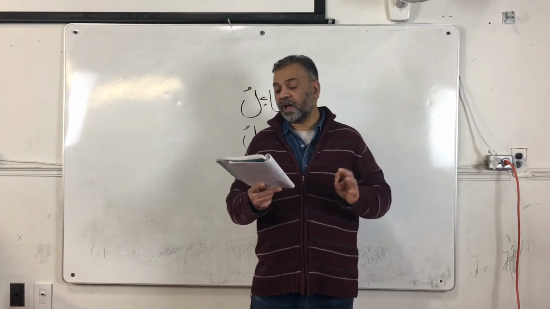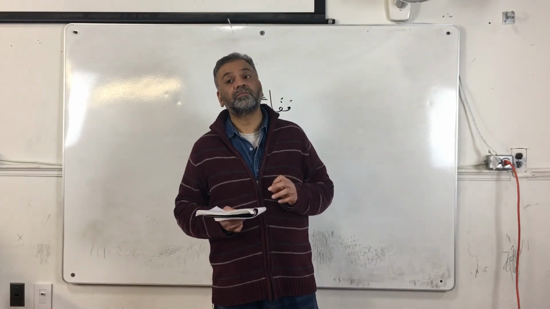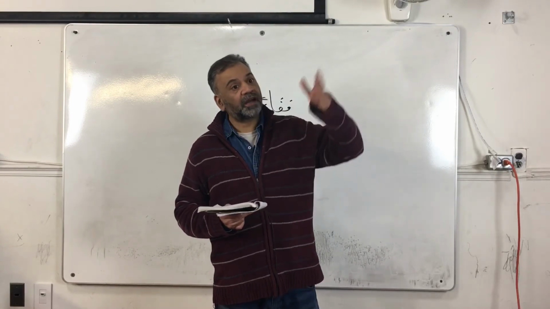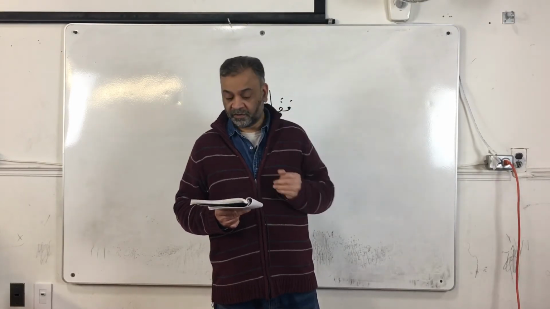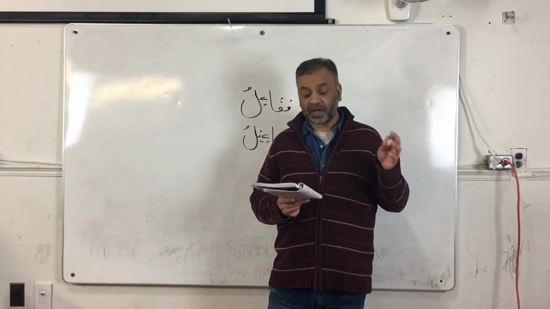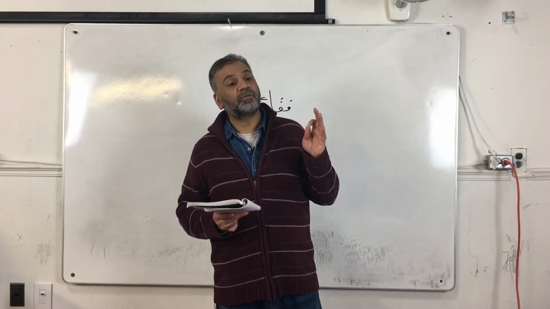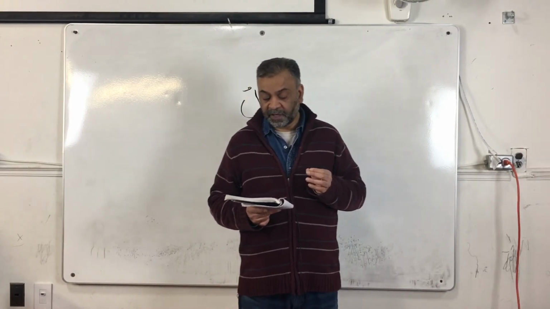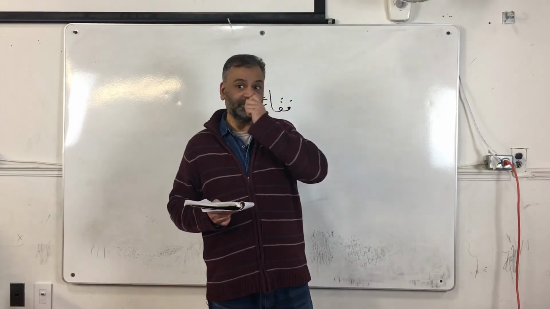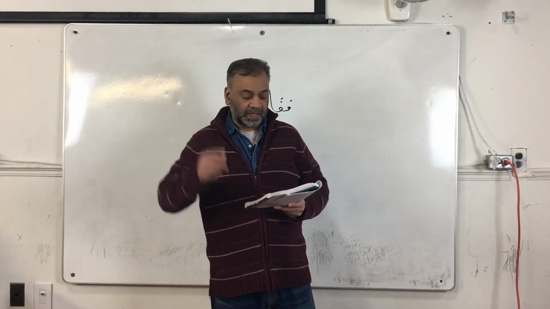Number 6 group. Aghniyau, Astiqau, Aqwiyau, Atibba'u. Ghaniyun, rich. Aghniyau. Siddiqun, Astiqau. Qawiyun, Aqwiyau. Tabibun, Atibba'u. They are diptotes. And what is the pattern? Do we see the pattern? Af'ilau. Af'ilau, that is the pattern.